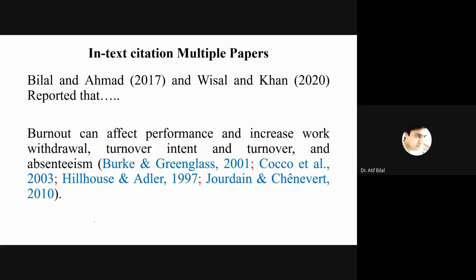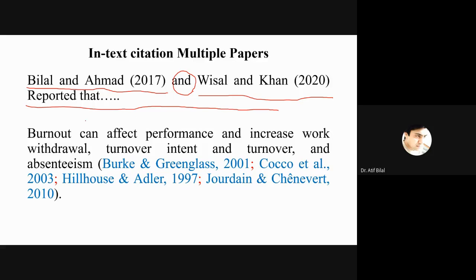Now, the other thing that we need to understand is what if the same thing is being said by multiple papers, which means multiple articles. Now, suppose we want to write it in the beginning of the sentence. So Bilal and Ahmed 2017 and Visal and Khan 2020 reported that research is a knowledge generating activity. So when you have to write two papers' references in the beginning of the sentence, you are going to separate them with this "and".